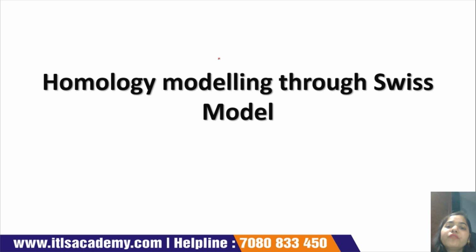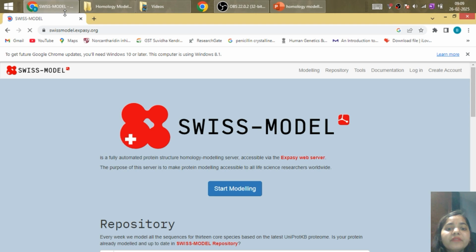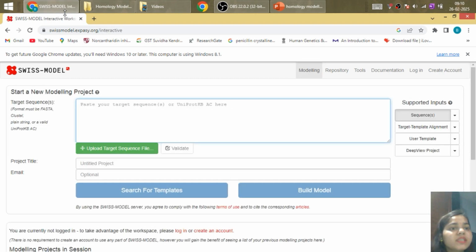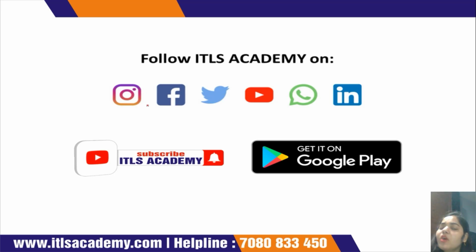Okay, in this workshop we understand homology modeling. In this workshop we understand how we perform homology modeling through SWISS-MODEL. This is the web-based method which is used to perform homology modeling. How we perform homology modeling, we will discuss in the next class. Okay, this is all about today's lecture.